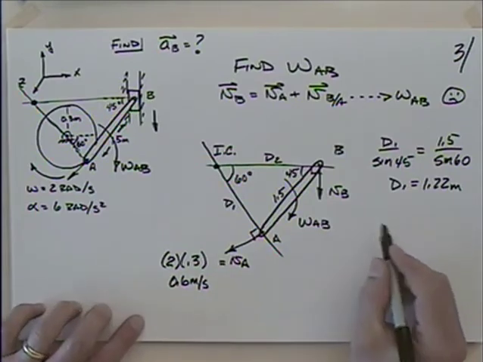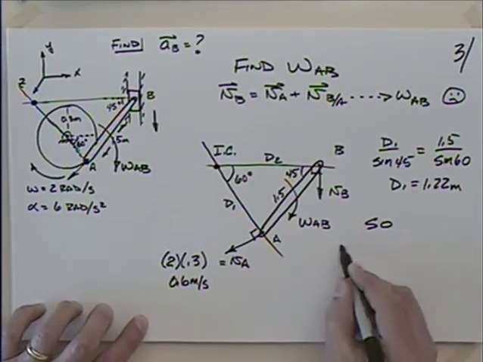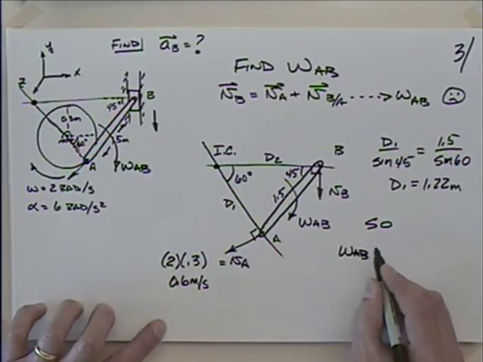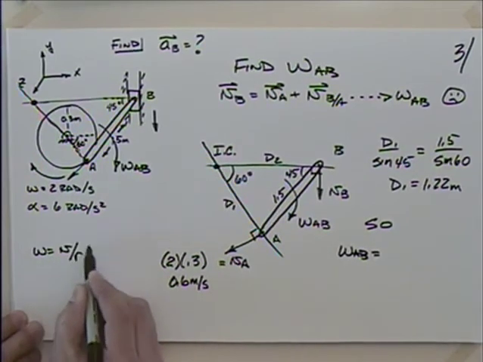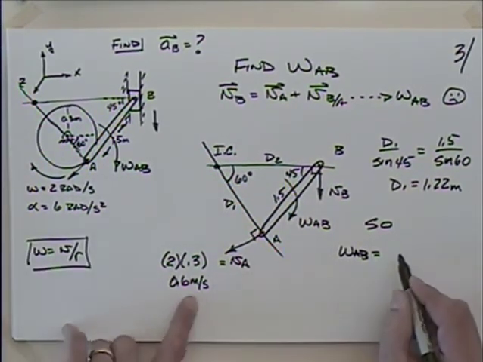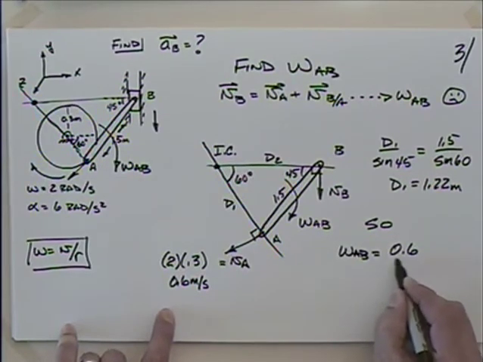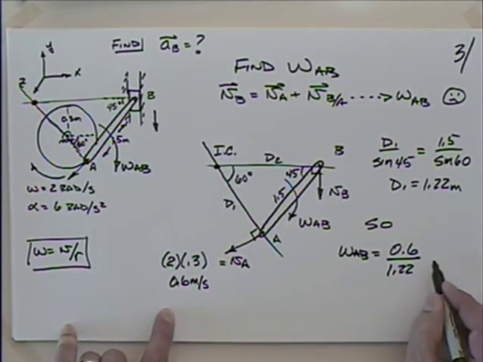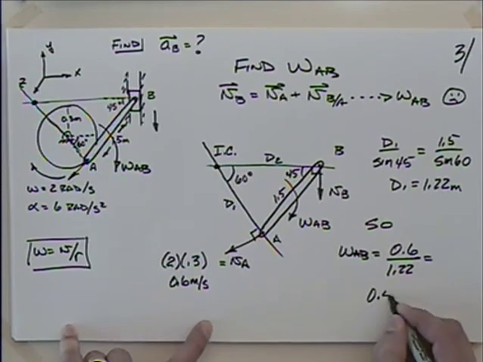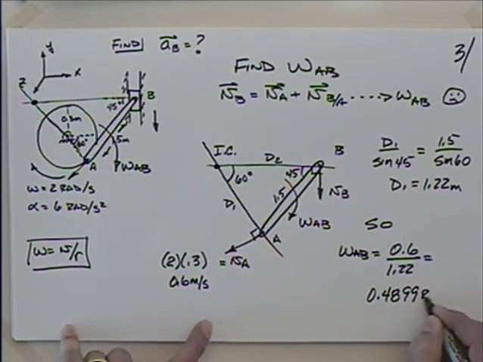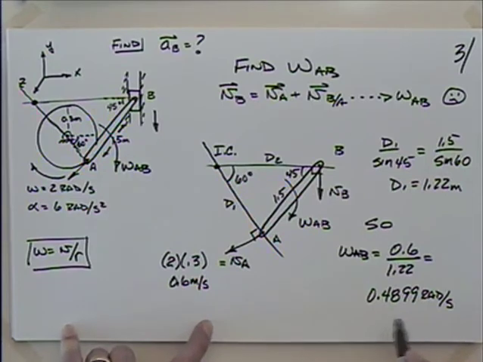So now I could say that omega AB is going to be equal to, remember omega in general, omega is equal to velocity divided by r, right? So I take the velocity, 0.6, and I divide that by 1.22 meters, and we come up with 0.4899 radians per second. I've got too many significant figures for a final answer there, but I'll keep quite a bit of those as I substitute that back into the problem to try and avoid round off. You okay with that?